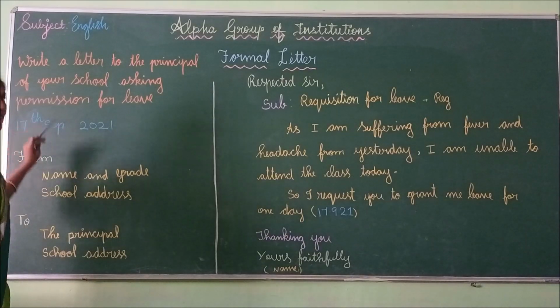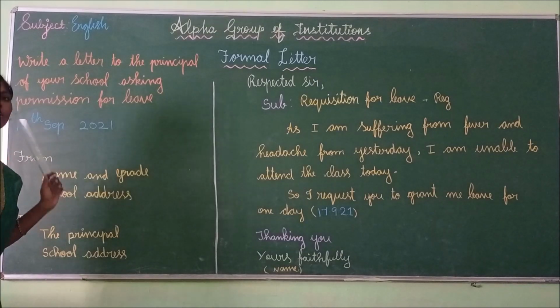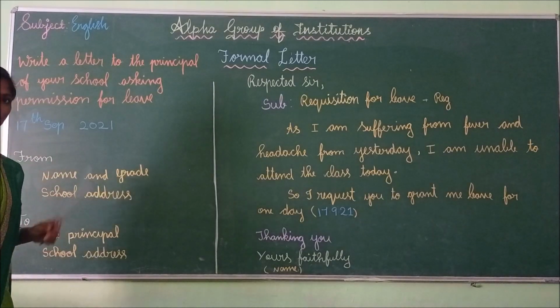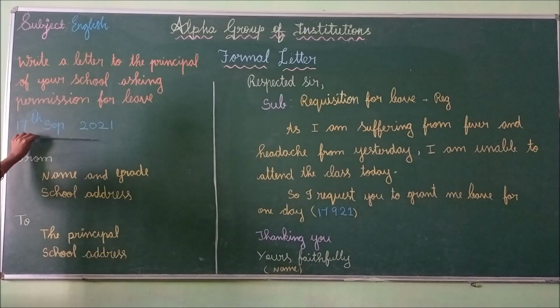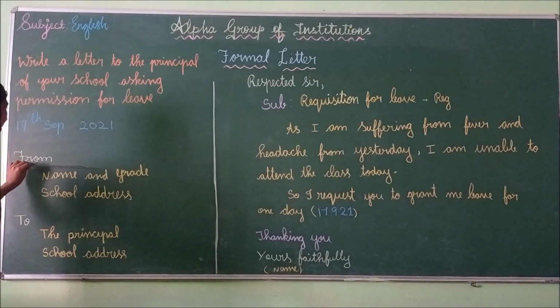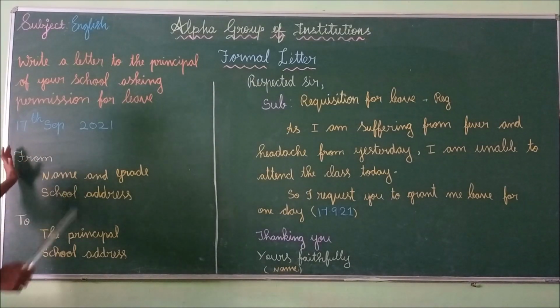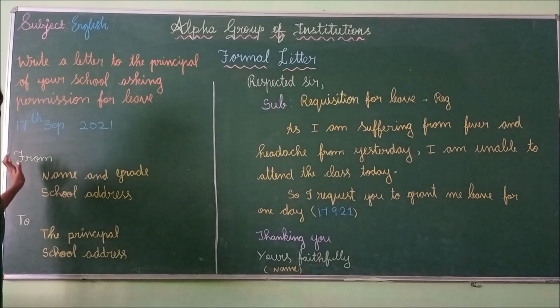So since I am writing today, I am mentioning the date, 17th September 2021. And next, leave one line space and write in the next line "From", next to the margin, on the left side.